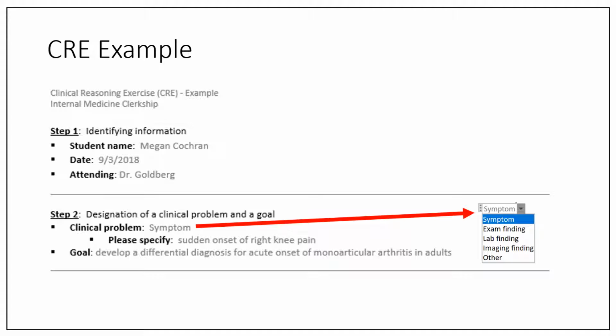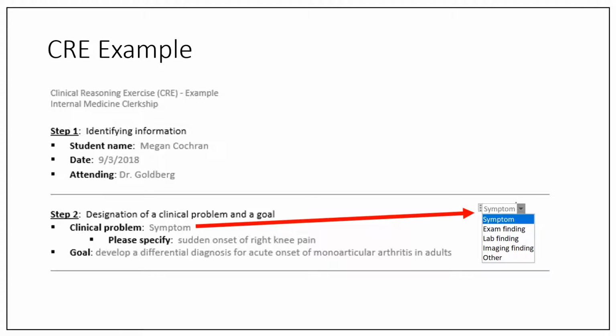Now that we revisited the key components of clinical reasoning, let's go over an example CRE. So the next couple of slides are a series of screenshots taken from a Word document that has a completed exercise, and this slide shows the first two steps. Step 1 consists of some identifying information. Step 2 entails identifying a clinical problem and then a goal with regards to that clinical problem.